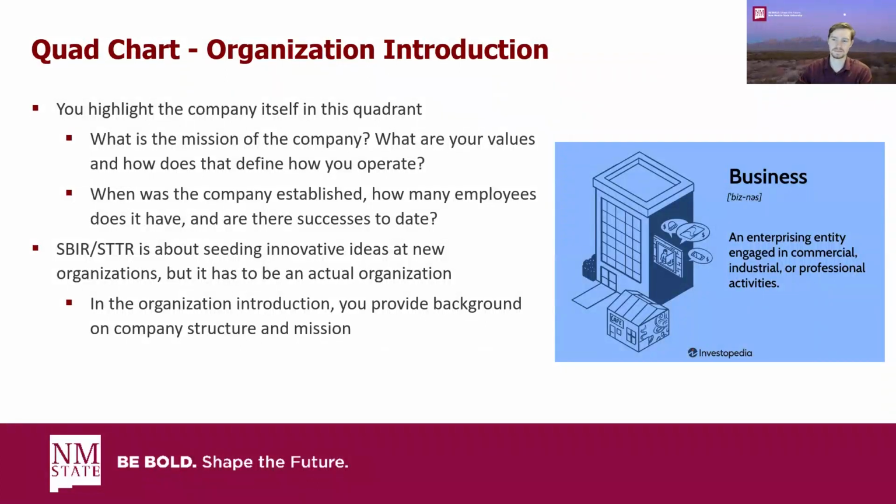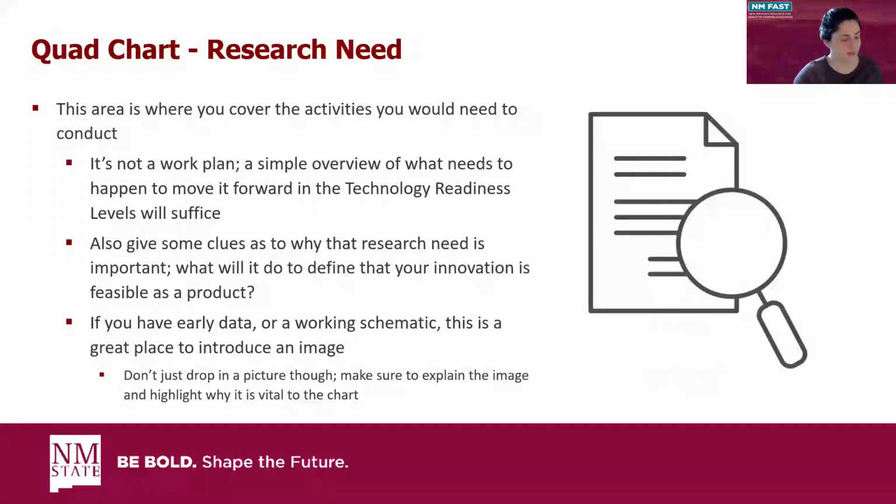Awesome. And then kind of talking about that research need, and the research need will play a little bit off of the information that you talk about in your technology development. But here is where you cover the activities that you need to conduct. It's not going to be a work plan. You really shouldn't include paragraphs and paragraphs of what you're going to do. Kind of as a rule of thumb, whenever you're writing something, stay at about 11 to 12 point font.